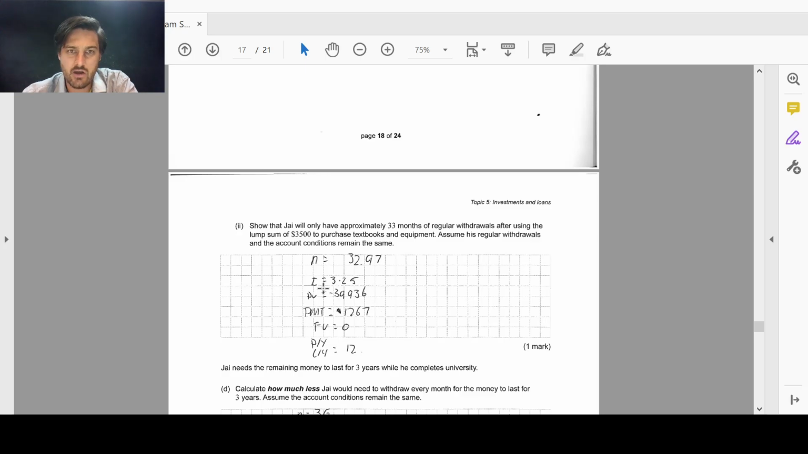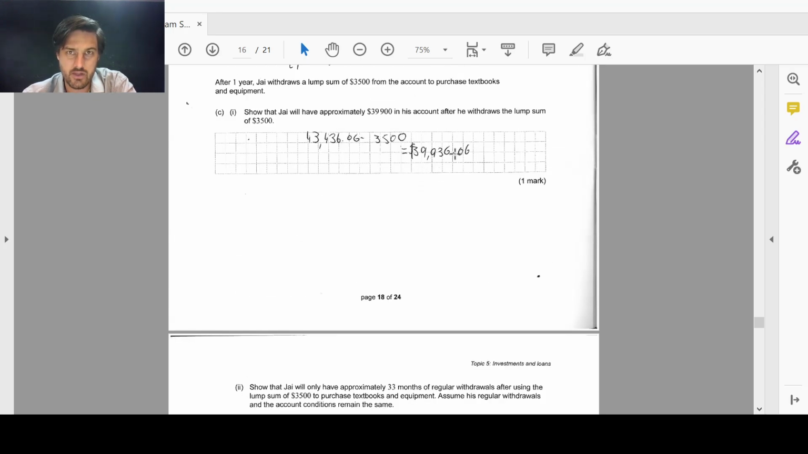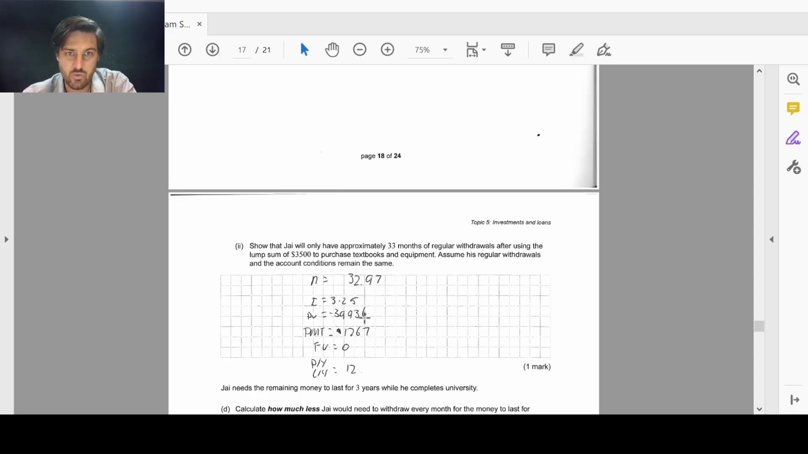Now, this is where you have to break that down into 2 separate parts, and they've been a bit kind to you than they have been in previous years with this question, because he's now only got his present value at this 1 year. After this 1 year, our result from the question up here is 39,936. That's what he's got at the moment. Interest rate stays the same, payment stays the same, everything stays the same, and we solve for our N value. It's asked to show that he will only have approximately 33 months, so we would solve for our N value there.